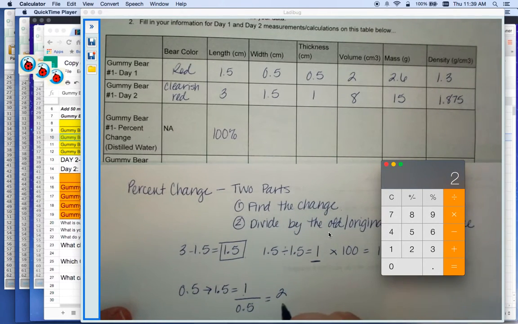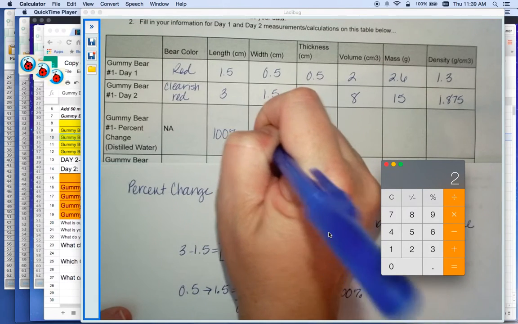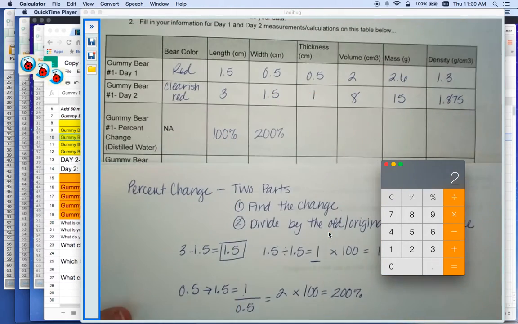Now, 2 is not the same as 2%. So in order to get a percent, I'm going to take this number times 100, and that's going to give me 200%. Okay, better? Yes? No? Maybe?